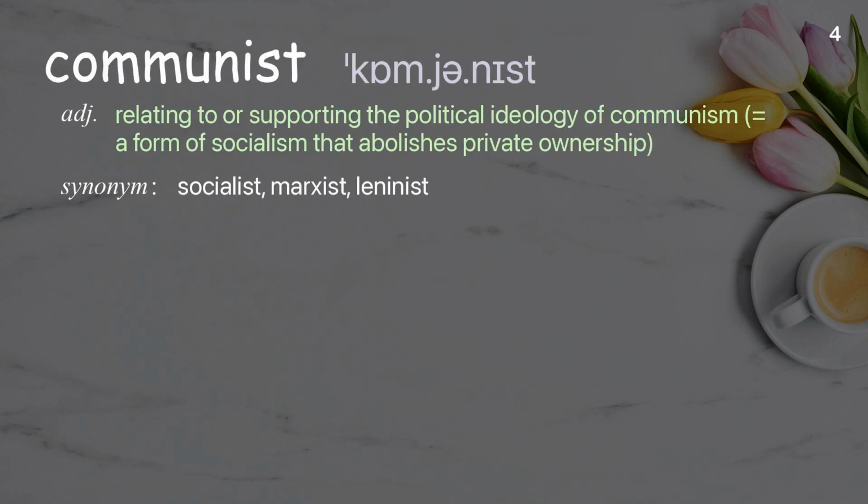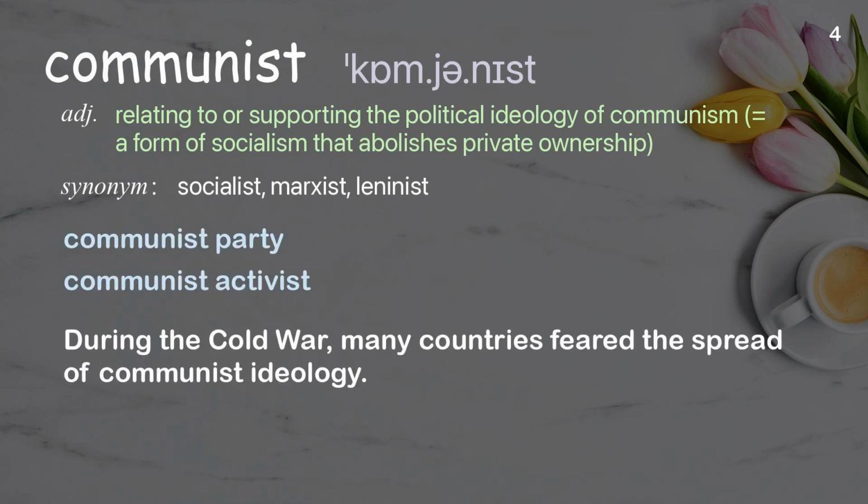Communist. Relating to or supporting the political ideology of communism, a form of socialism that abolishes private ownership. Examples: Communist Party. Communist activist. During the Cold War, many countries feared the spread of communist ideology.